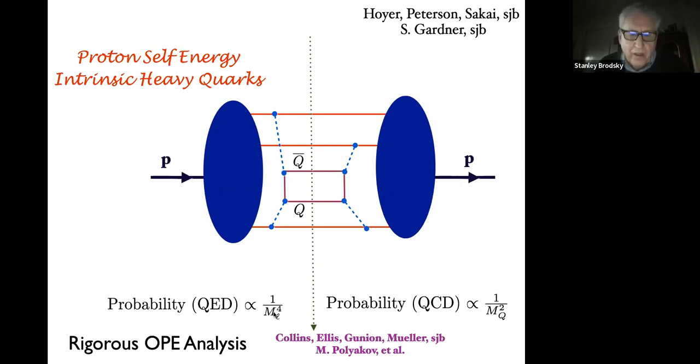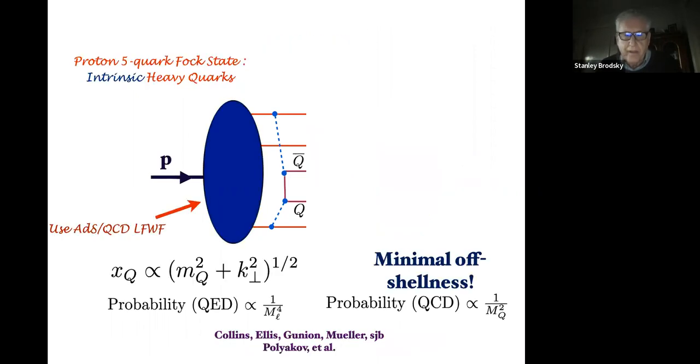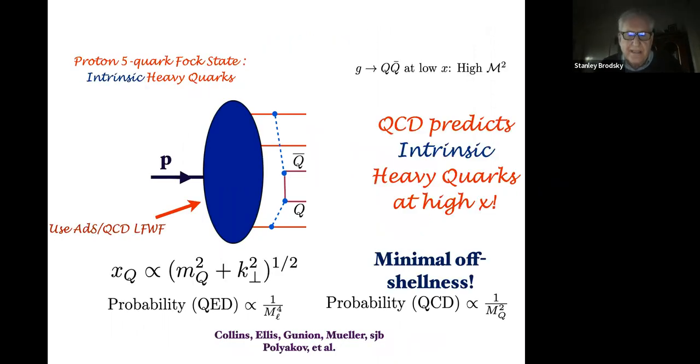And then when you compute this in QED, that's just like the light by light scattering in positronium, the muon pair, that goes like 1/m⁴. But in QCD, because of the non-abelian couplings, you get 1/mQ squared. So you can do this rigorously, this type of thing. And so you actually see, not only that, but in this higher Fock state, the heavy quarks automatically have most of the momentum. The x_Q, the light front fraction, goes like the square root of m squared plus k perp squared. And again, as I said, the probability just goes like 1/mQ squared for QCD.